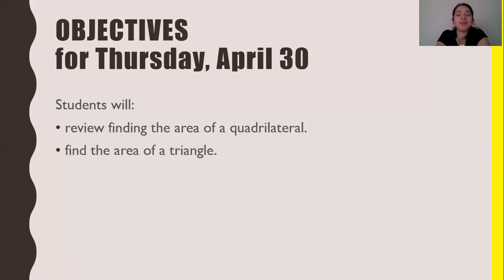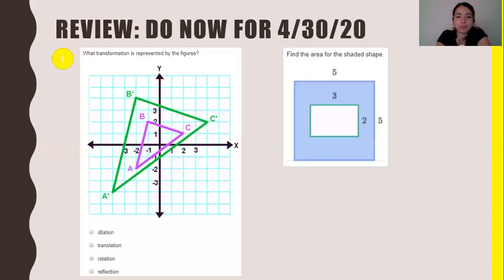When we're looking at our objectives for today, students will review finding the area of a quadrilateral. Last time we worked on finding the area, and then you'll also work on finding the area of a triangle. But first, we're going to review the do now.